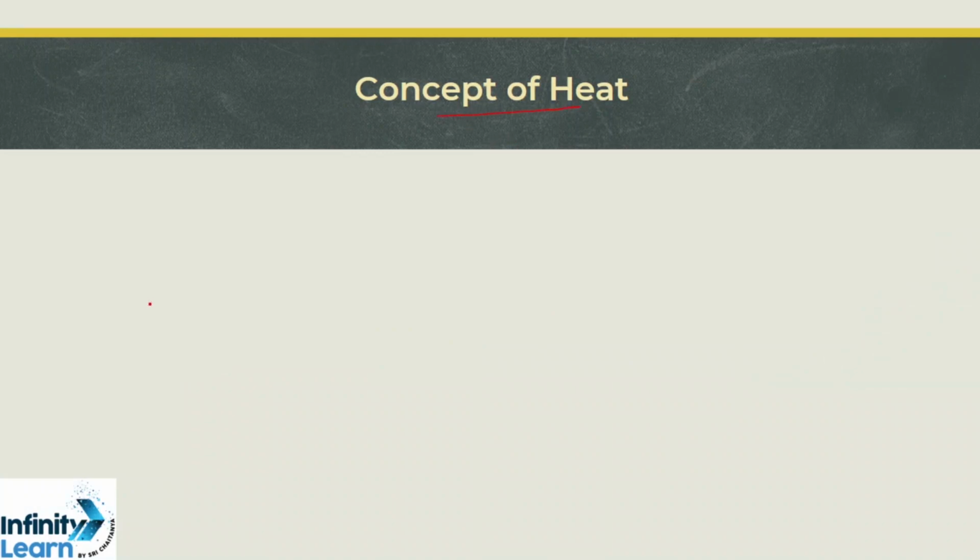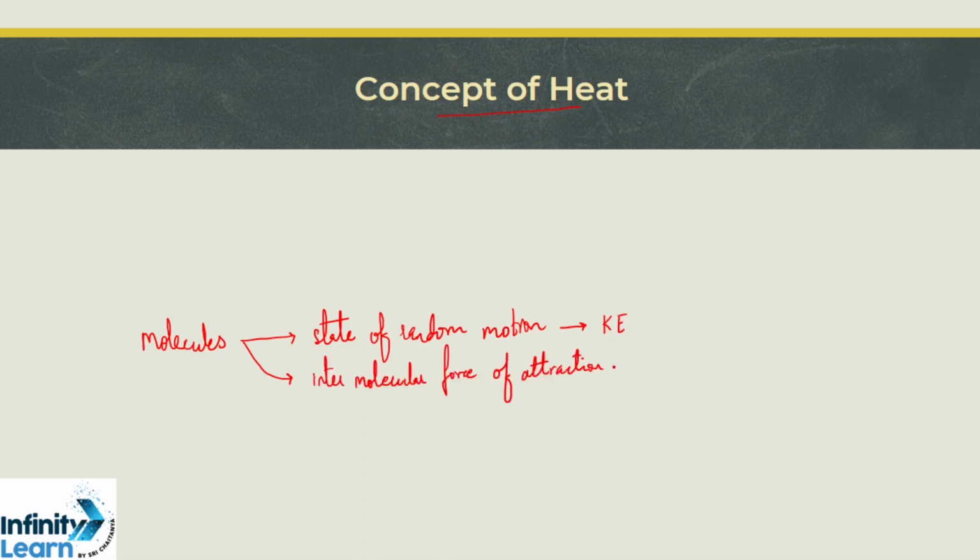Now coming back to the topic, let us first try and understand what is the concept of heat. To understand heat, let us first talk about any substance. We know that all the substances are made up of molecules. Now these molecules are in a state of random motion, and because of this motion they have velocity, and because of this velocity they have kinetic energy. Also, these molecules exert force on other molecules, which is called intermolecular force of attraction. And because of this force of attraction, they have potential energy as well.